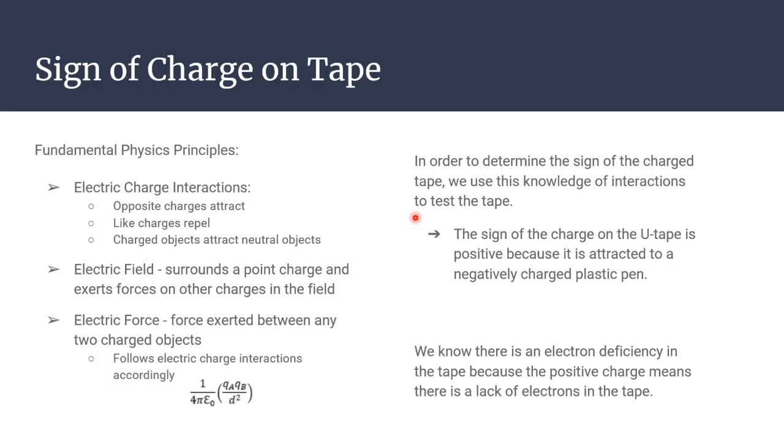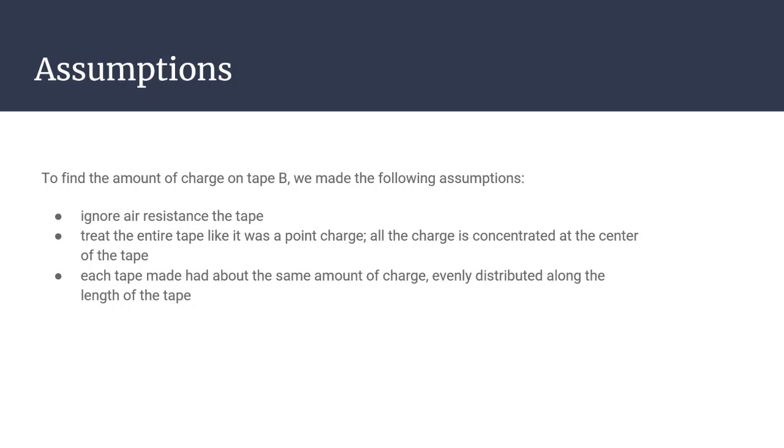To determine the sign, first of all, we used our knowledge of interactions, and we found that the sign of the tape would be positive because it's attracted to a negatively charged plastic pen. We also know that there's an electron deficiency in the tape because the positive charge means there's a lack of electrons in the tape.